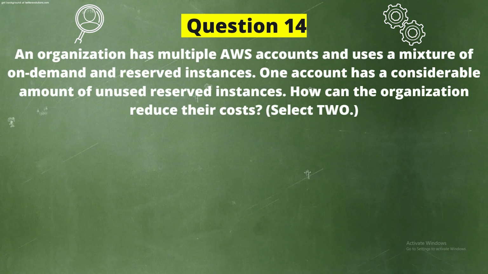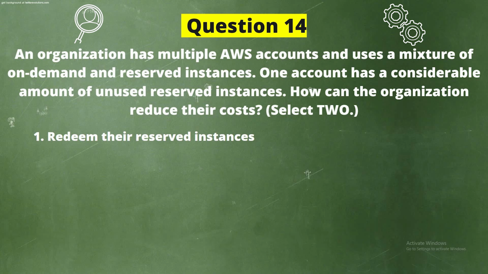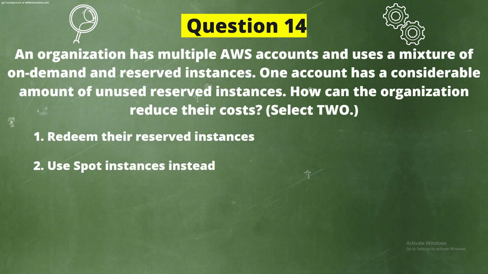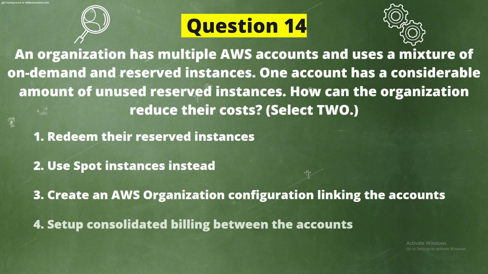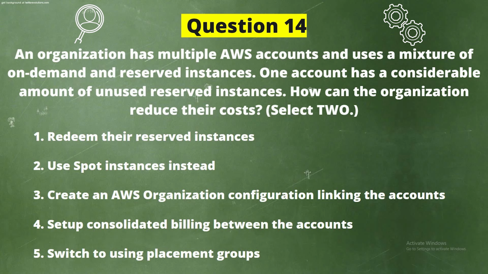Question 14. An organization has multiple AWS accounts and uses a mixture of on-demand and reserved instances. One account has a considerable amount of unused reserved instances. How can the organization reduce their costs? Select two options. Now the options are: Option 1. Redeem their reserved instances. Option 2. Use spot instances instead. Option 3. Create an AWS organization configuration linking the accounts. Option 4. Set up consolidated billing between the accounts. Option 5. Switch to using placement groups.